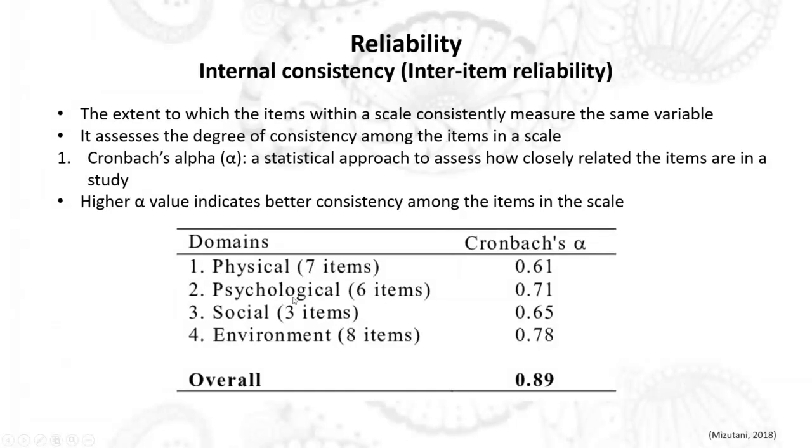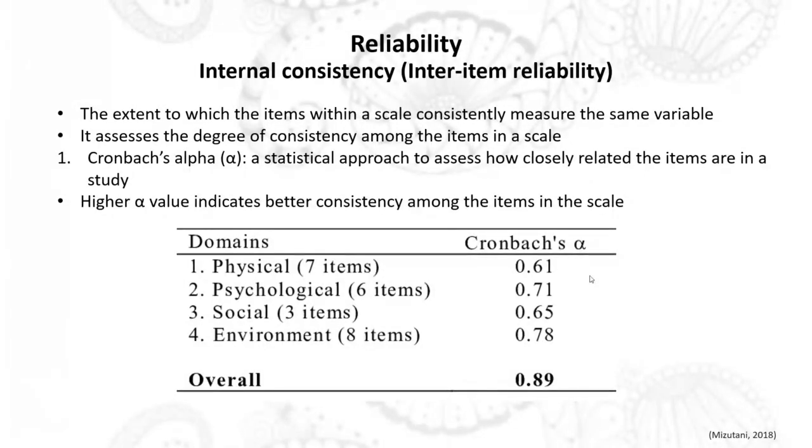6 questions belong to the psychological domain, 3 questions belong to the social domain, and 8 belong to the environment domain. In addition to the overall internal consistency, the researchers also want to know whether the questions within a specific domain also correlate with one another and also talk about that specific domain. So they do a domain-specific comparative alpha as well.